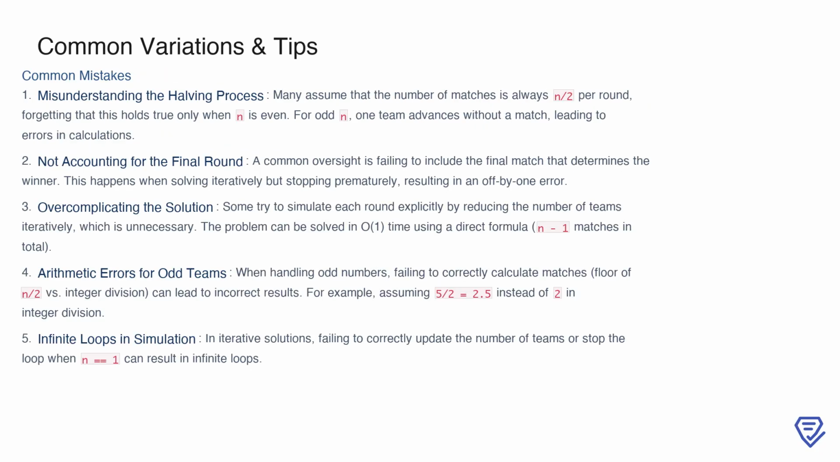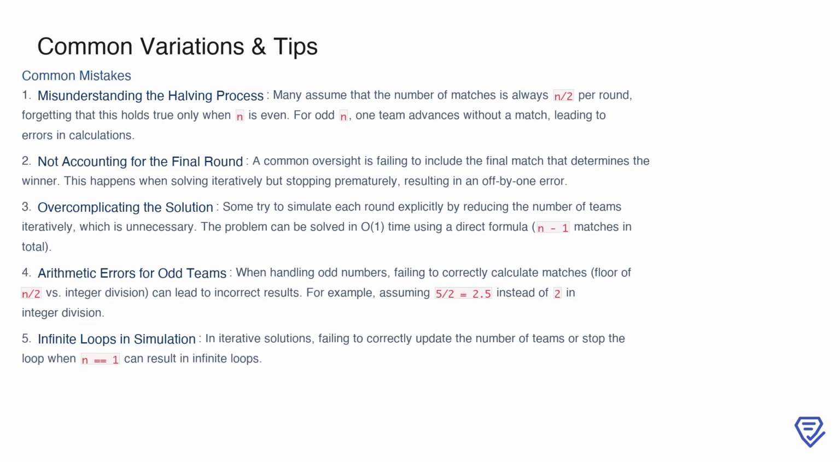One common mistake when solving the count of matches in tournament problem is misunderstanding the halving process. While it's true that the number of matches per round is n/2 when the number of teams is even, this doesn't hold when the number of teams is odd. In those cases, one team advances without playing a match, and failing to account for this can lead to incorrect calculations. Another issue is not including the final round in your count. This frequently happens when iterating through the solution but stopping before the very last match that determines the winner, leading to an off-by-1 error. Overcomplicating the solution is another pitfall.